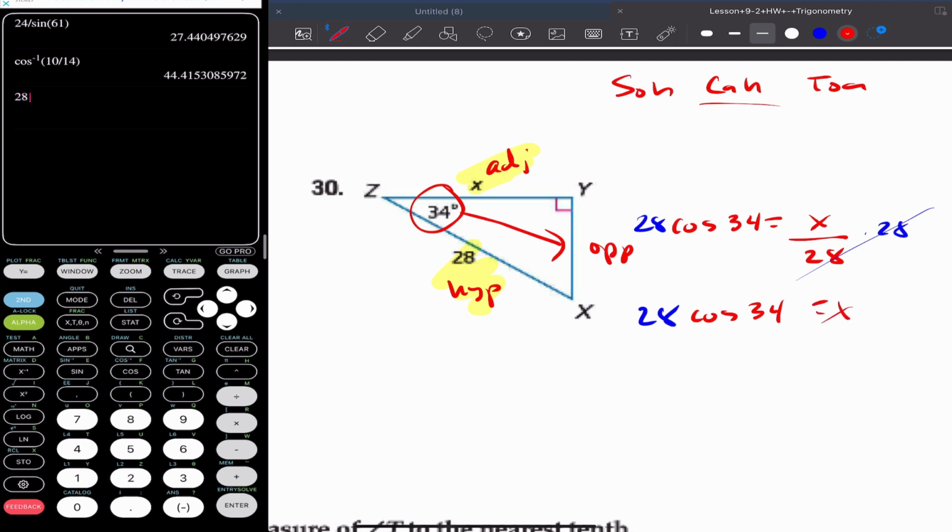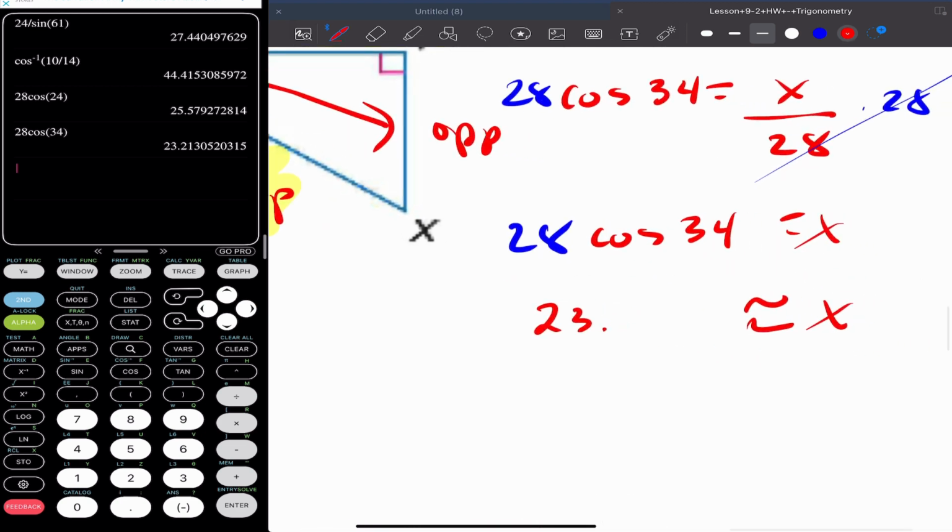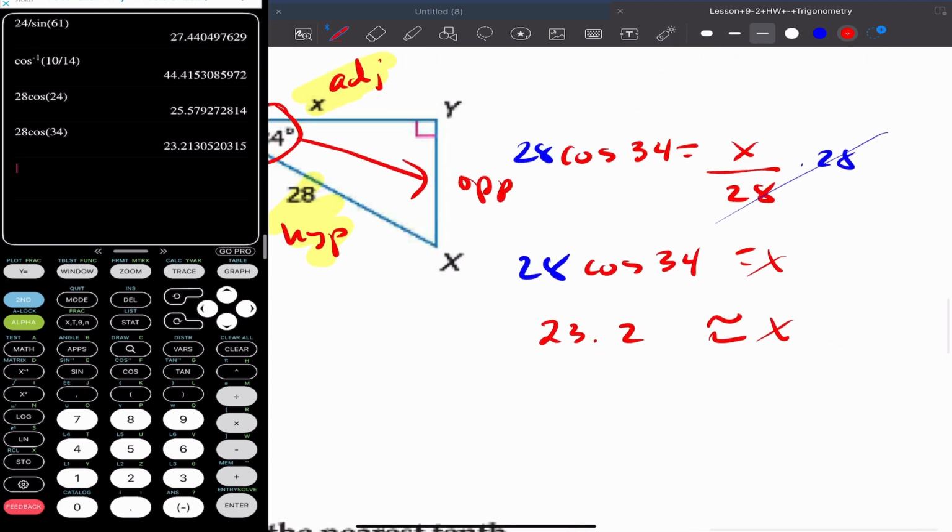I will put 28 cosine of 34 in my calculator. Oops, that's wrong. 28 cosine of 34. Okay, so that is approximately 23 point... What am I rounding to? To the nearest tenth, 23.2. Let me check the key. What number was this? 30. So it is indeed 23.2.